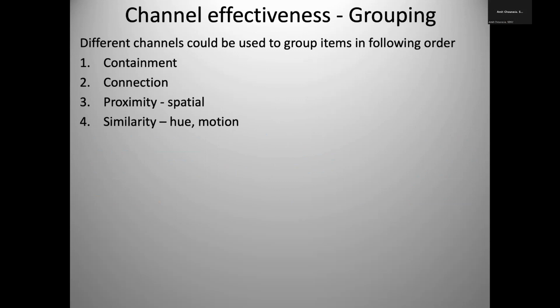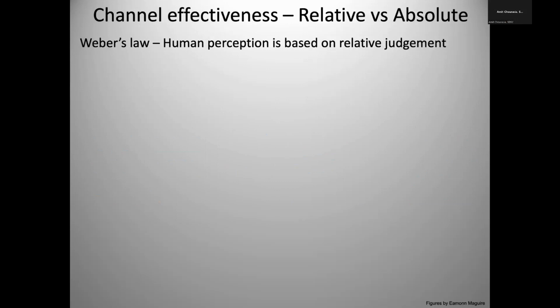So again, with grouping, we can group things by containment, by drawing an area around a set of points. We can group them by connection. We can see them by proximity. If things appear next to each other, they tend to form a group. We can also group things by similarity of hue, sometimes by motion, but motion is something that needs to be used very sparingly.